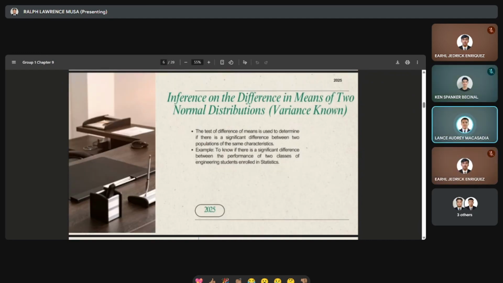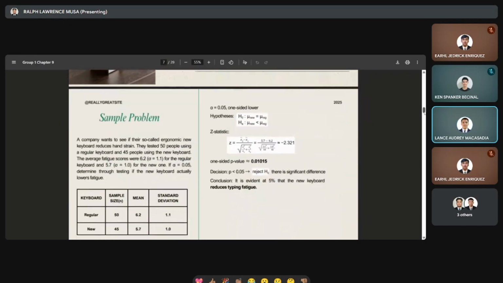So for the next topic, it is all about the inference on the difference in means of two normal distributions with variance known. The test of difference of means is used to determine if there is significant difference between two populations of the same characteristics. For example, it is used to know if there is significant difference between the performance of two classes of engineering students enrolled in statistics. Next slide, please.